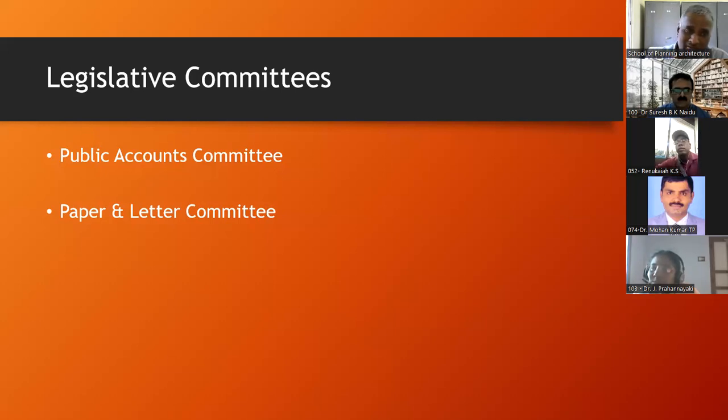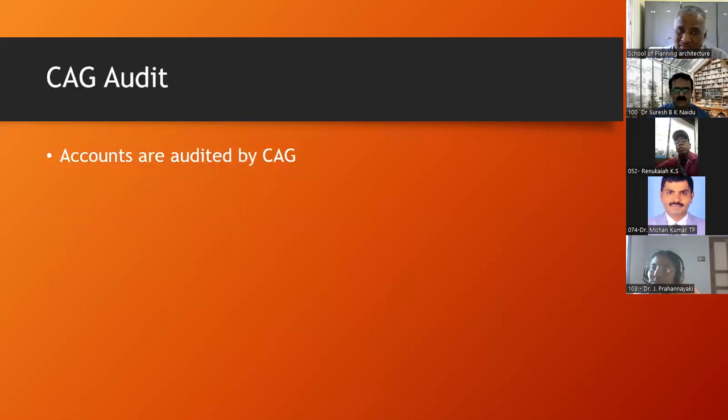These are the two important committees. Colleges and universities are responsible for this. The CAG audit, so this is a very important organization, CAG. They do two things. One is maintenance of accounts of the government and government bodies. Second one is audit of accounts. So two separate wings are there.